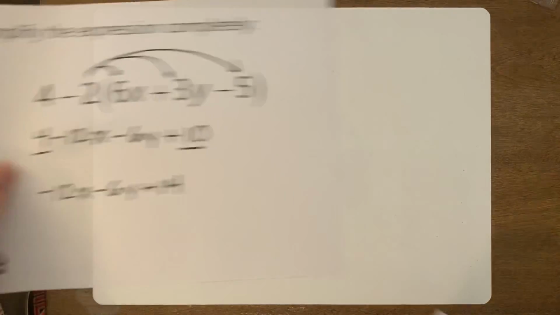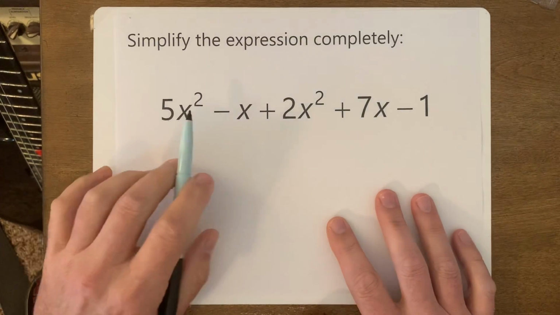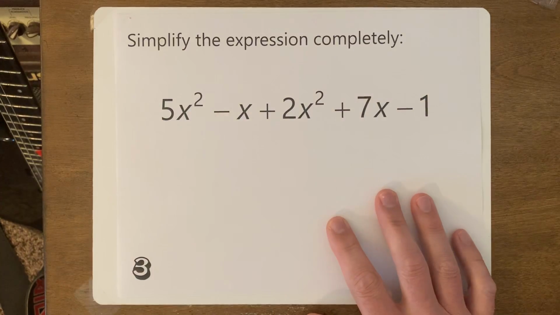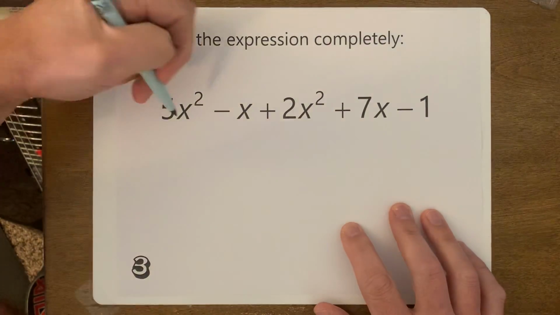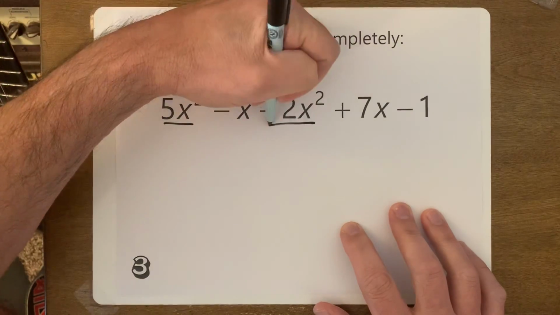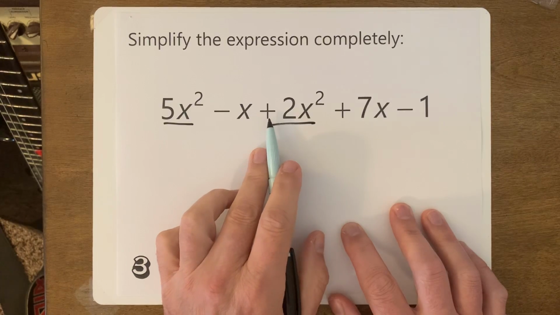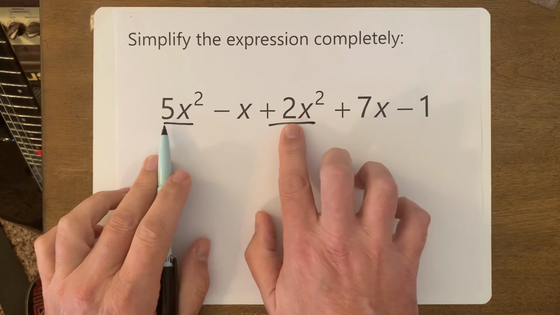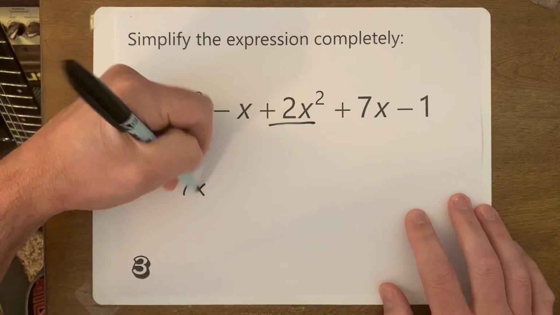it. Here's an example with no parentheses, but I do have an exponent, a square, on a couple of these terms, so I'm going to have to be careful. So let's look, 1, 2, 3, 4, 5 terms. I've got a 5x squared and a 2x squared. Notice how when I underline it, I take the sign in front. So I'm careful of considering that when I combine these coefficients together. So 5 and a positive 2 makes 7x squared.